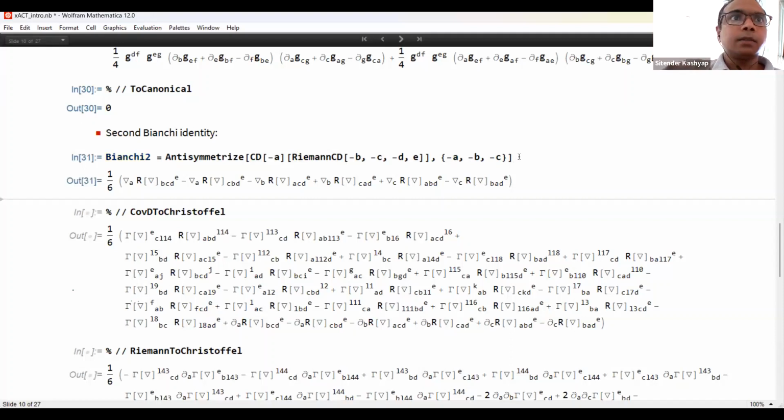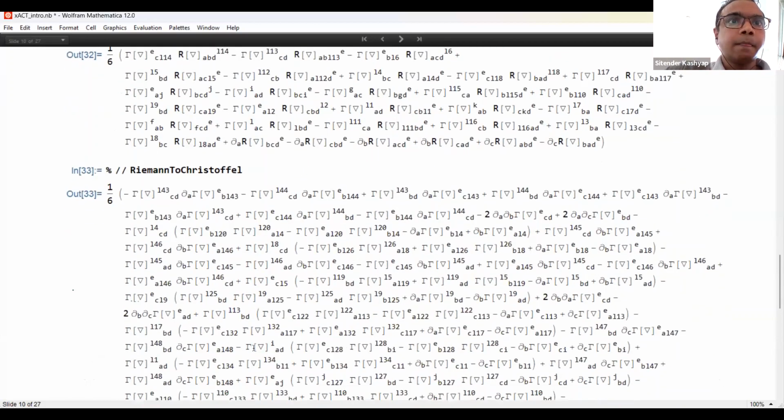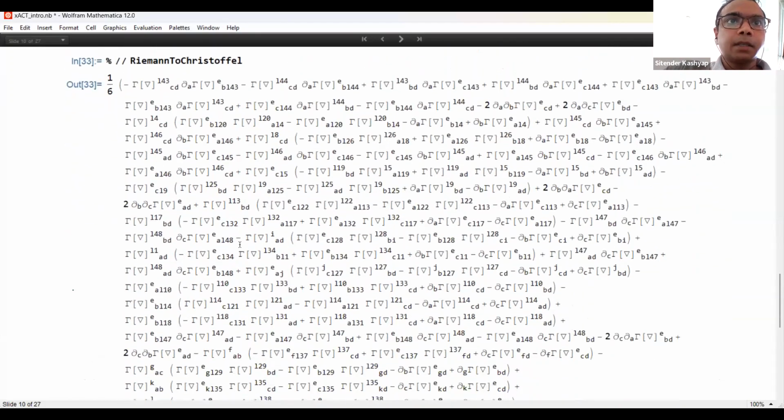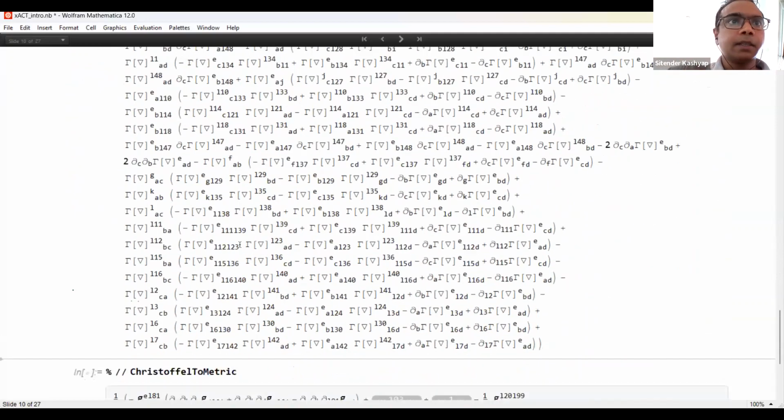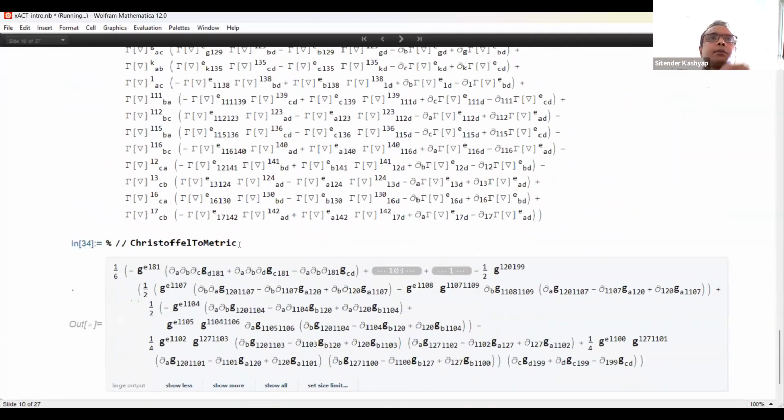And once we do that, this is the antisymmetrized form of the expression. Once again, we do the standard thing, convert this covariant derivative to Christoffel. Then there are a lot of Riemann tensors. We convert them to Christoffel, and then we convert Christoffel to metric. It might take a few seconds.